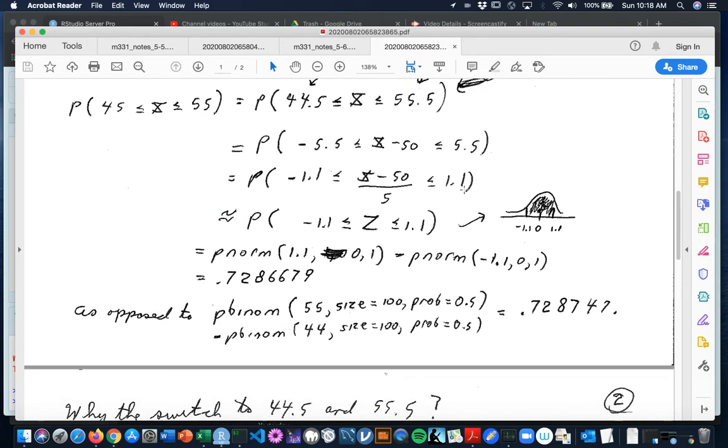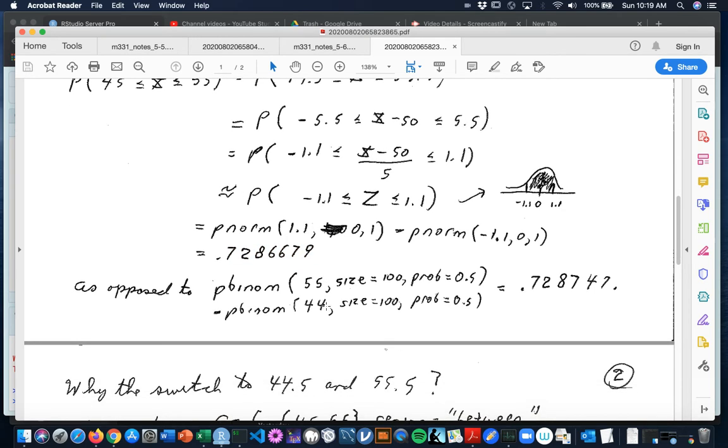And so here I am looking at the area under a standard normal curve from minus 1.1 to 1.1. And you could go to R and you could work on that. pnorm at 1.1 minus pnorm at negative 1.1. And it comes out to 0.7286679.